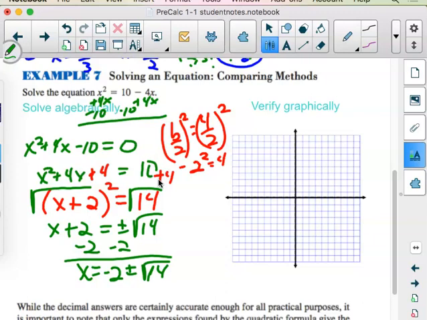So what we would do is we'd grab our calculator, and I'm just going to use my handheld one here, and we would punch in negative 2 minus the square root of 14. And that will give us negative 5.7416. So negative 5.742. So there is one of our zeros.